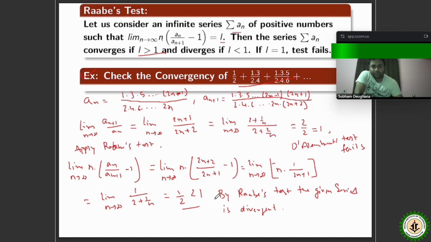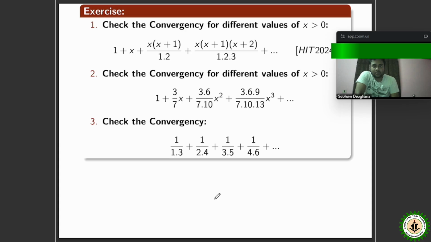So these are some exercises. This exercise is very important. This is also a very important problem.